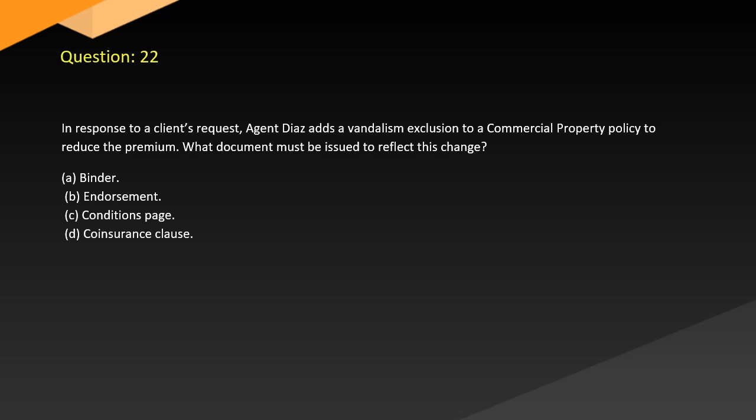Question 22. In response to a client's request, Agent Dyers adds a vandalism exclusion to a commercial property policy to reduce the premium. What document must be issued to reflect this change? A. Binder. B. Endorsement. C. Conditions page. D. Coinsurance clause.